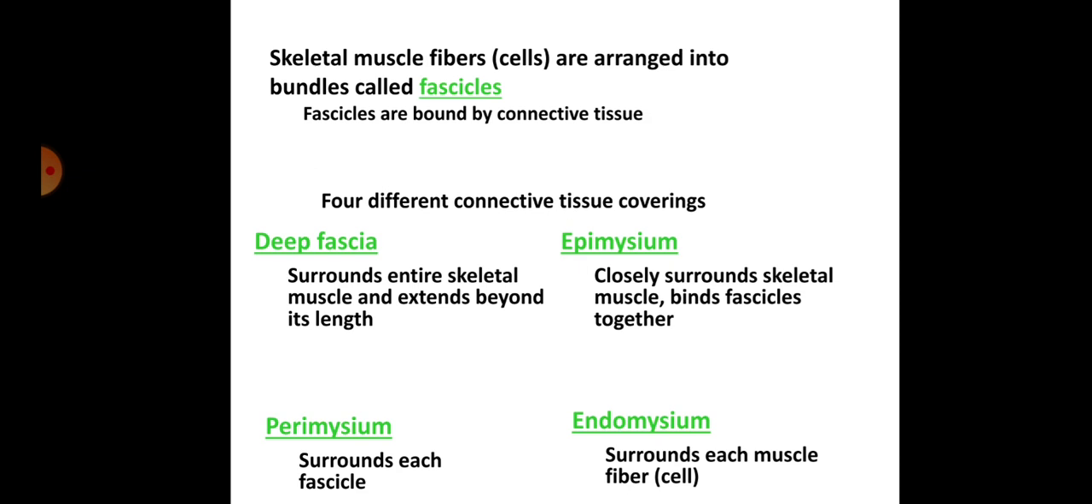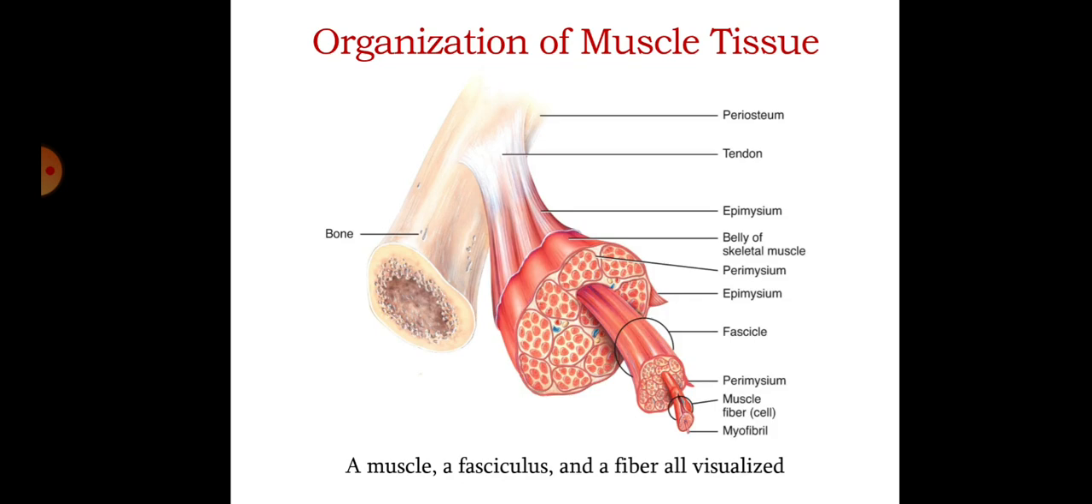Skeletal muscle fiber cells are arranged into bundles called fascicles. Fascicles are bound by connective tissue. Four different connective tissue coverings are there: deep fascia, epimysium, perimysium, endomysium. Deep fascia surrounds the entire skeletal muscle and extends beyond its length. Epimysium closely surrounds skeletal muscle and binds fascicles together. Perimysium surrounds each fascicle. Endomysium surrounds each muscle fiber cell.